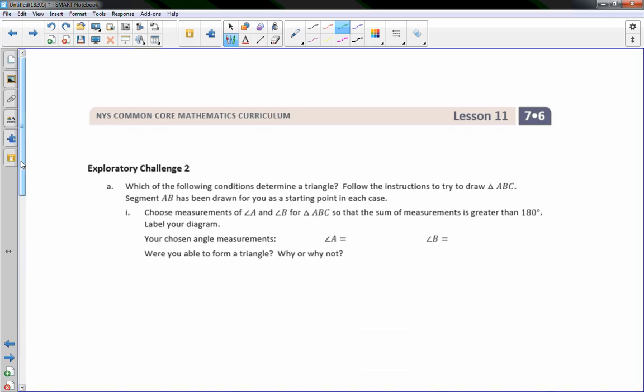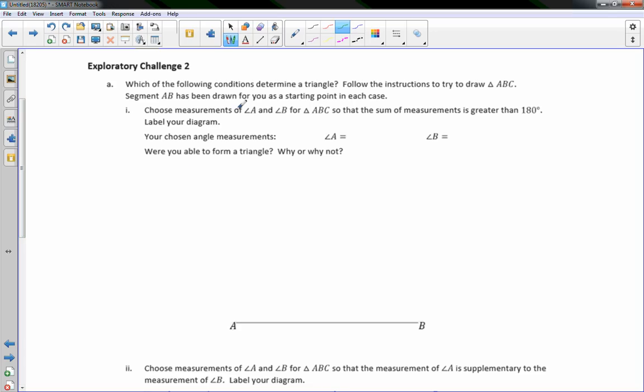Okay, exploratory challenge 2. Which of the following conditions determine a triangle? Follow the instructions to try to draw a triangle ABC. Segment AB has been drawn for you as a starting point in each case. So here's segment AB. Choose measurements of angle A and angle B for triangle ABC so that the sum of the measurements is greater than 180 degrees. Label your diagram and choose your angle measurements. I'm just going to choose 40 degrees for angle A. You can choose any angle for A, but then you have to add something to it to make more than 180. So let's start with angle A being 40 degrees.